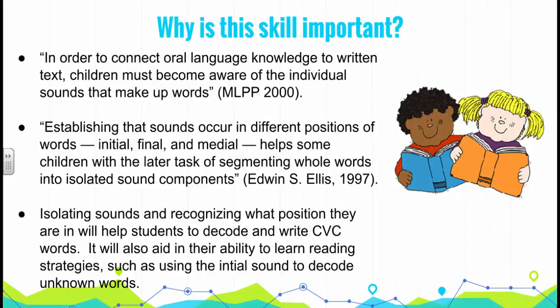According to MLPP, in order to connect oral language knowledge to written text, children must become aware of the individual sounds that make up words. Isolating sounds is one of the first steps in this process. At this stage, it is not important that students are able to connect the sounds to letters, but instead are able to break up words into separate sounds or phonemes. This will help to create a solid foundation for sound spelling and decoding.